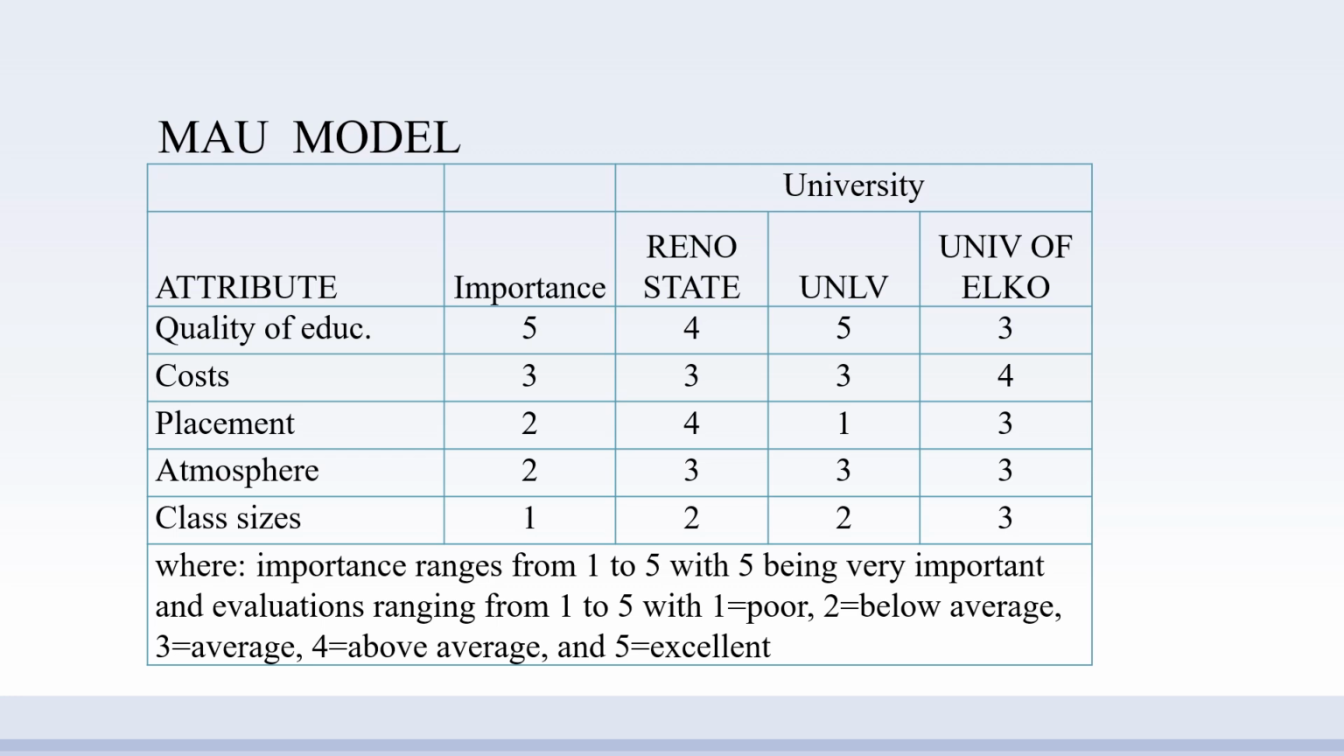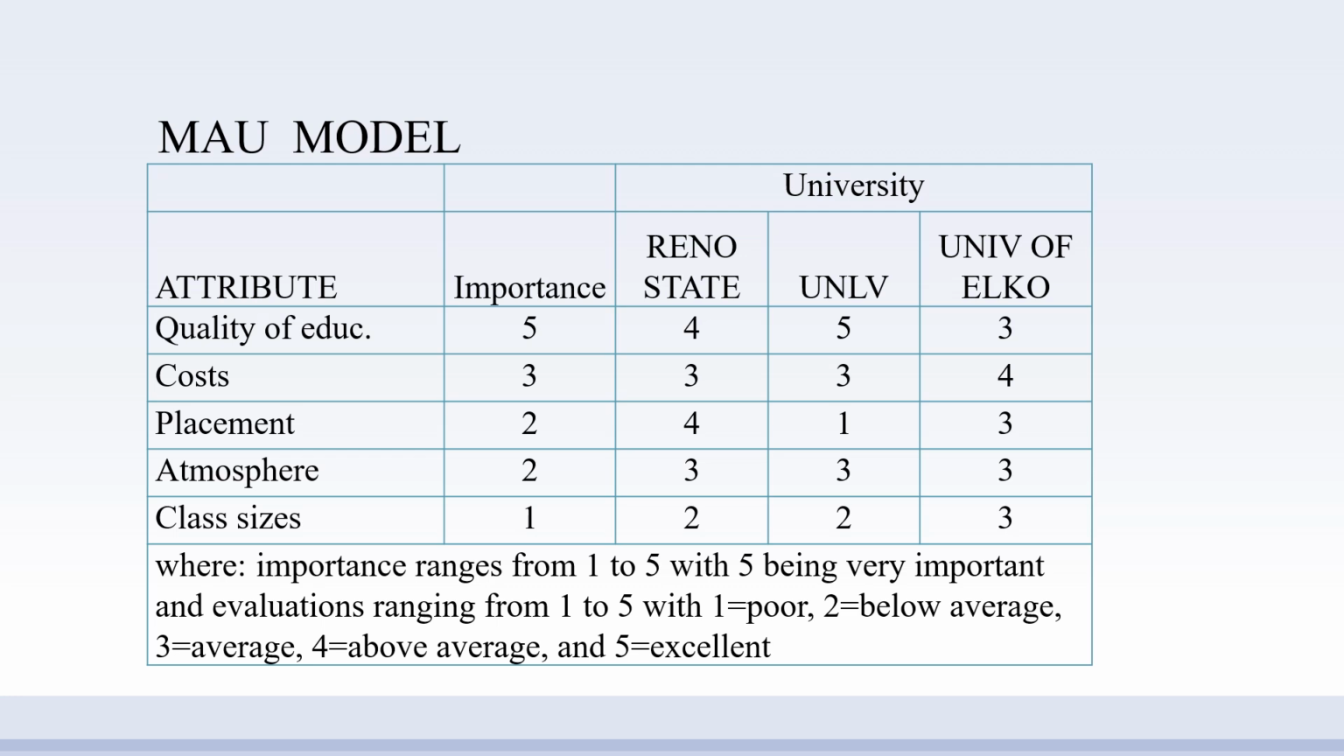So we went in and surveyed a number of parents and students and asked them what were the most important attributes in deciding which school to attend. Well, what they told us was that five of the most important attributes were quality of education, cost of education, placement, the atmosphere at the university, and class sizes.